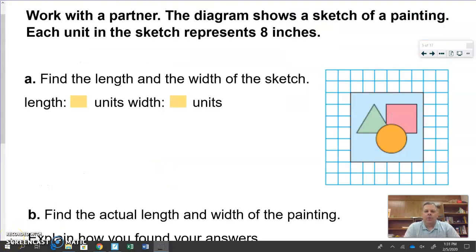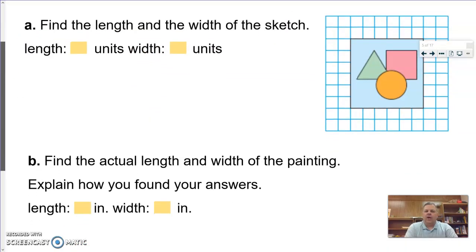In our second example, you are going to find the length and the width of the sketch. Each of these is a unit, unit, unit, and so on. So find the length of the measure of that sketch, find the width of that sketch, and also, since each unit of the sketch represents 8 inches, I also want you to find the actual width and length of that painting. Please pause the video, allow students to work on this, and start it back when you are finished.